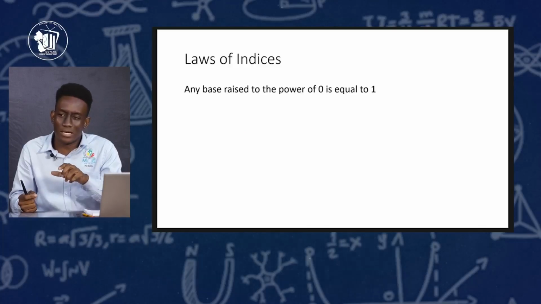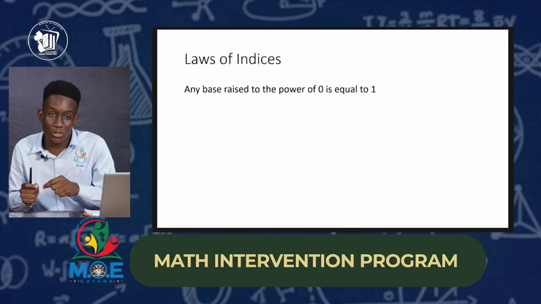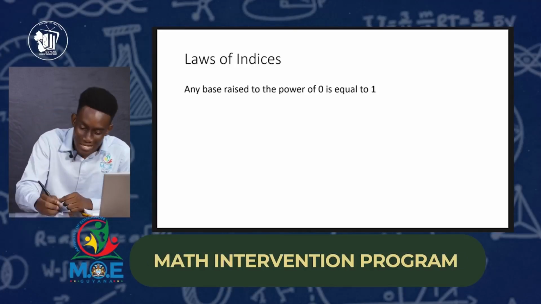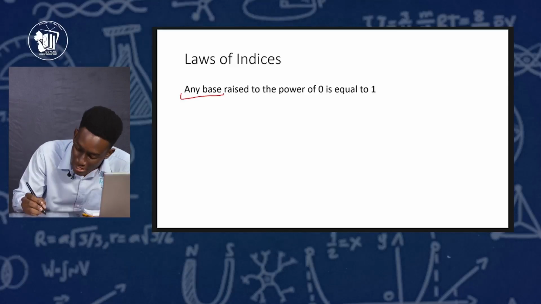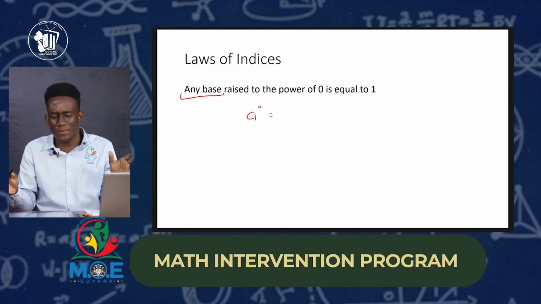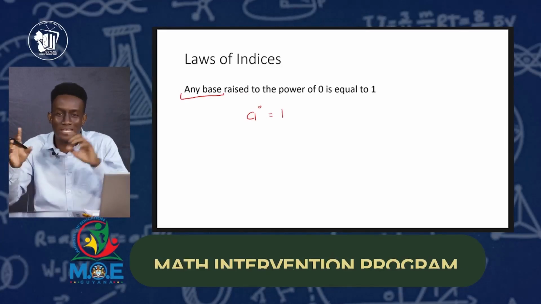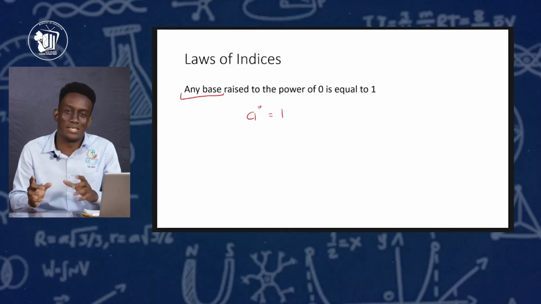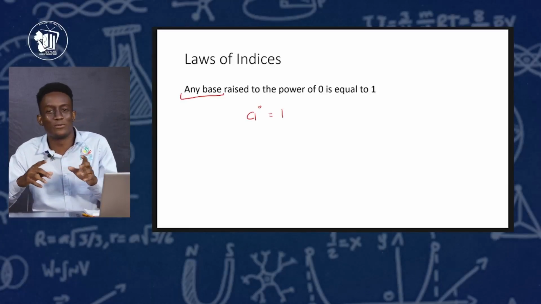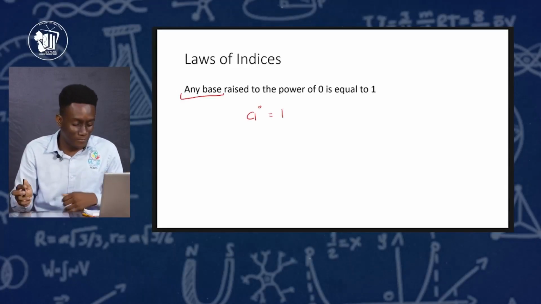So let's look at the next law. The next law says, any base raised to the power of 0 is equal to 1. So the key thing is, any base raised to the power of 0 is 1. So let's say we have a raised to the 0 power. That will be simplified to 1. Now there's a long proof to show why this is true, but for now, we'll just focus on using this as a law, something that was proven, so we don't have to know the long proof. But any base raised to the power of 0 is 1.